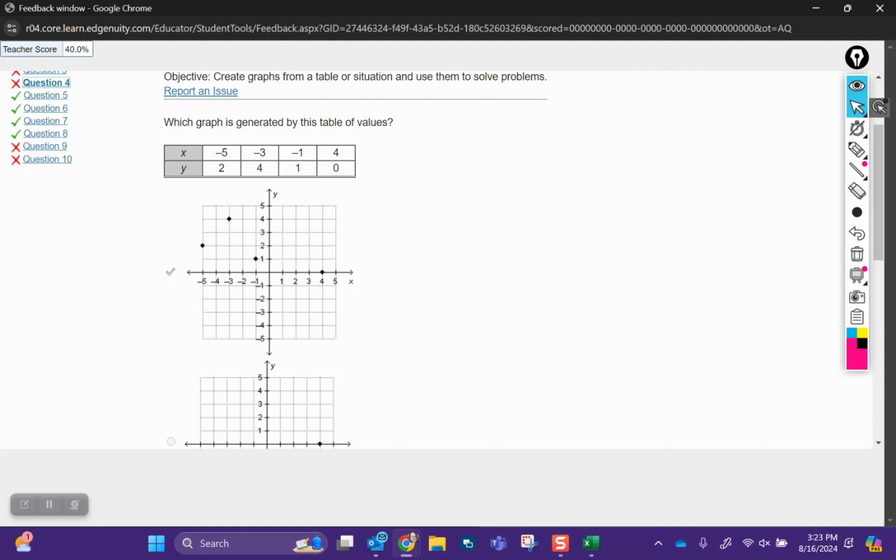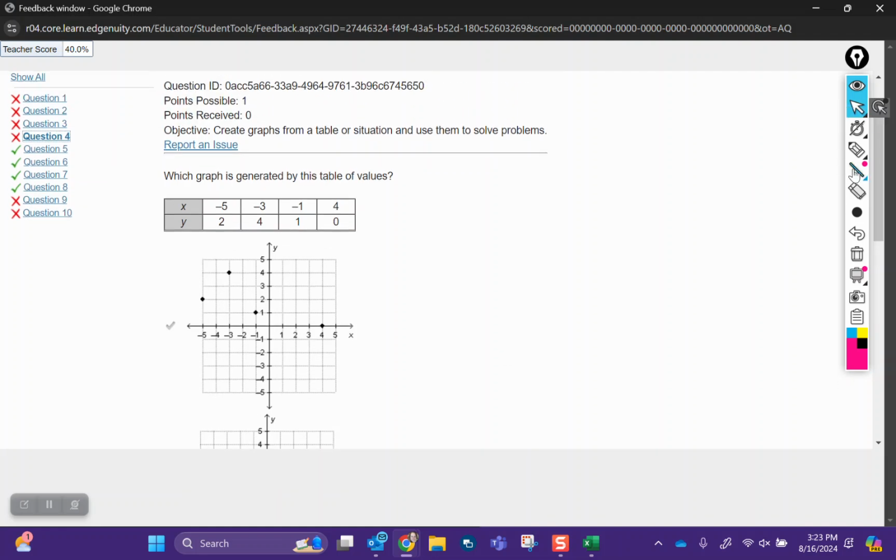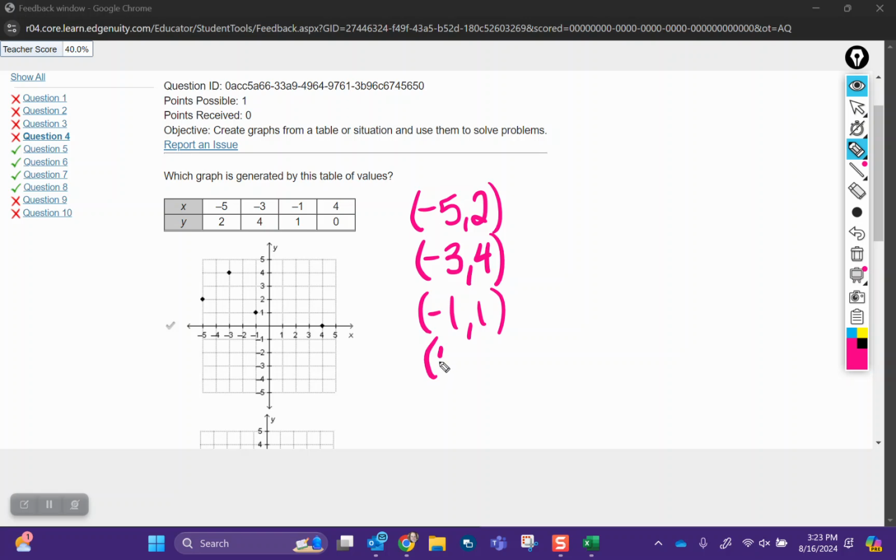Question 4 is just asking which graph is generated by the table of values. So remember when we graph ordered pairs, the x value comes first. This table runs horizontally, but the ordered pairs, whoops, that's supposed to be a 2, are negative 5, 2, negative 3, 4, negative 1, 1, and 4, 0.